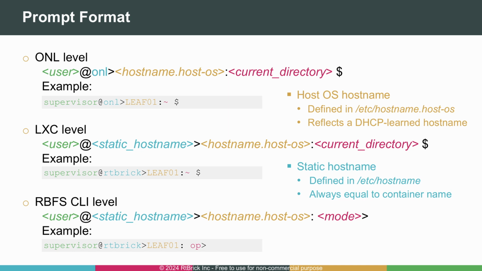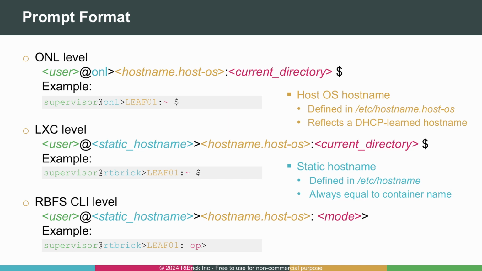At the LXC level, the prompt closely resembles the one at the ONL level, except that instead of ONL, the @ sign is followed by a static hostname defined in the /etc/hostname file. This hostname is usually the container name, typically Rtbrick. Once the RBFS CLI starts, the prompt changes. It resembles the one at the container level but displays the mode instead of the working directory.